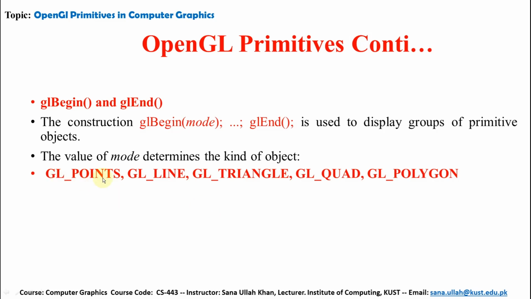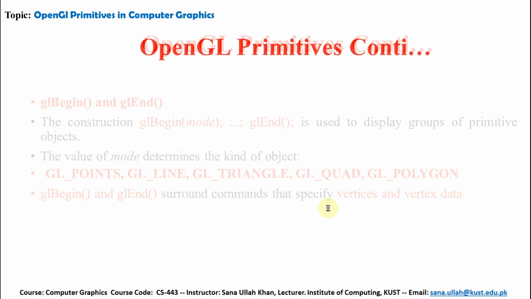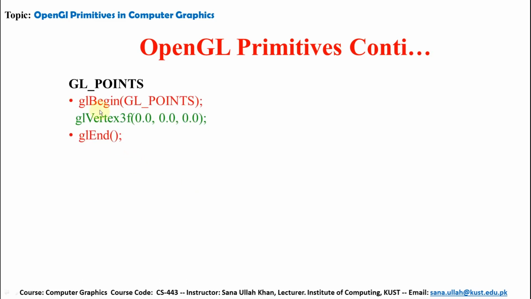GL points mode shows that points will be displayed. GL lines mode shows that lines will be displayed. So glBegin and glEnd surround the commands that specify vertices and vertex data. So GL points must start with glBegin and end with glEnd. It is the mode GL points. So glVertex3f, where 3f means 3 dimensional float values, 0.0 for x, y and z.